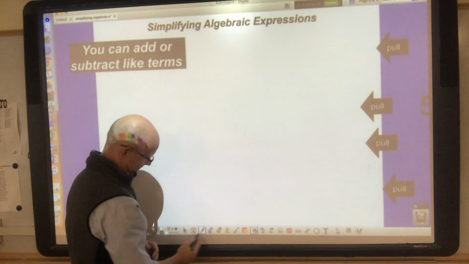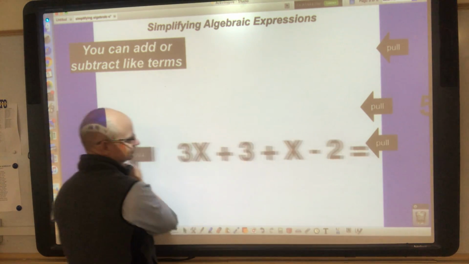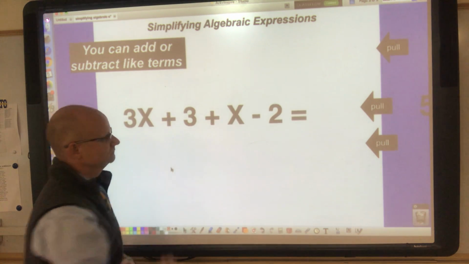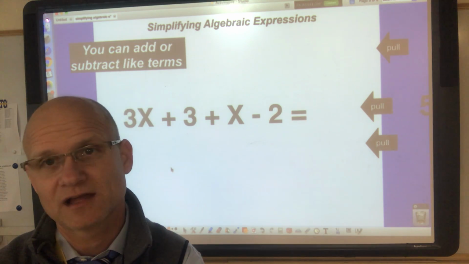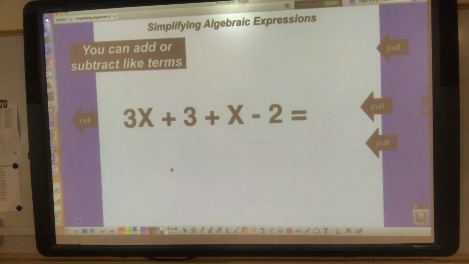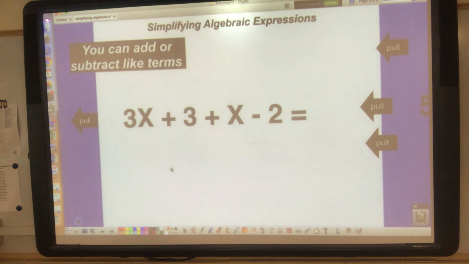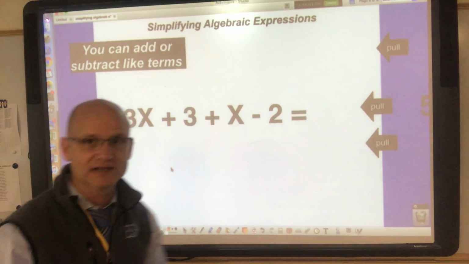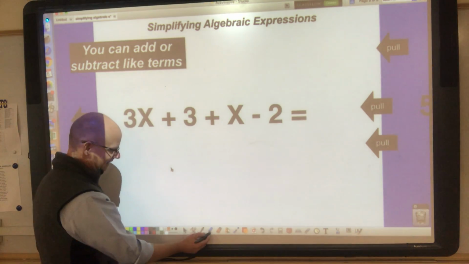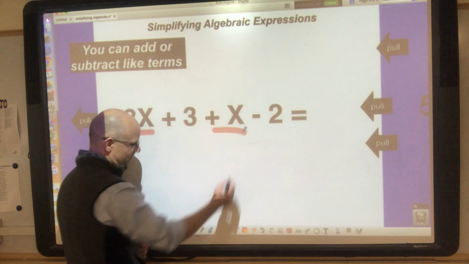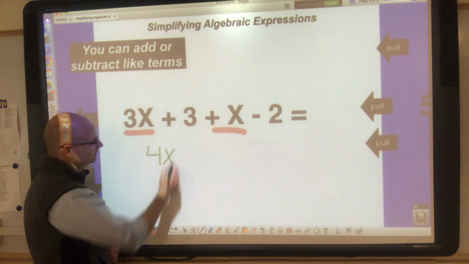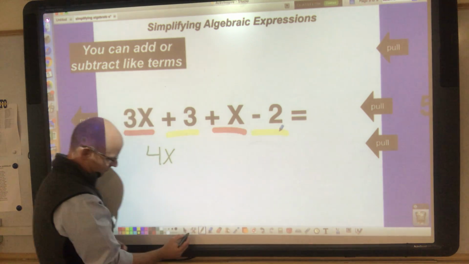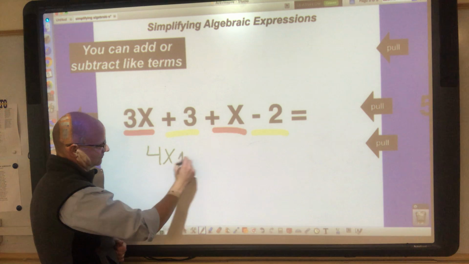Let's try this again. Try this one. Try to simplify this one. Shout it out in 10 seconds or write it down, if you need to, but try to do this one. Did you say 4x plus 1? Why? I have 3 of these numbers plus 1 of those numbers, which gives me 4 of those numbers. Then I have a plus 3 with a minus 2. Well, that gives me just a plus 1.